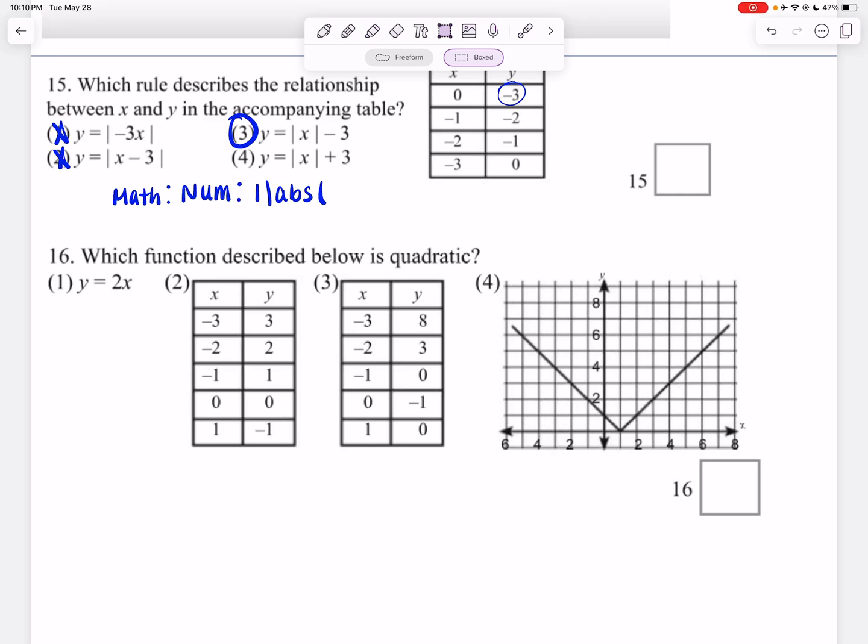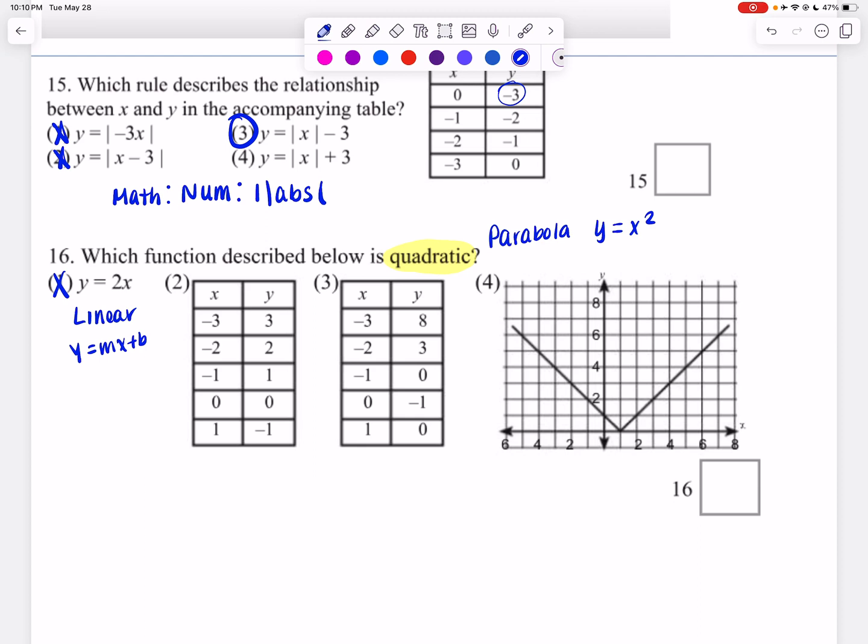Number 16, which function described below is quadratic? So remember, quadratics are basically parabolas, and they have an x squared term. So if I look at my answer choices, in choice 1 that says y equals 2x, that cannot be correct because there is no exponent on my x, and that is an example of a linear function because it's in the form y equals mx plus b.